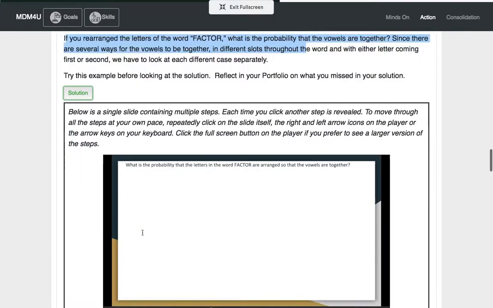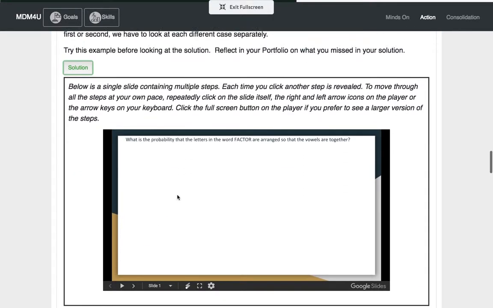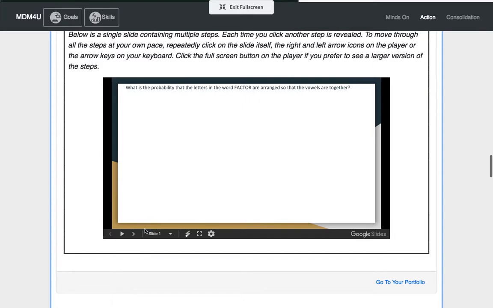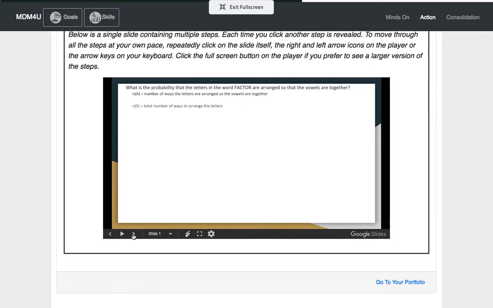So here we go. The vowels must be together. The vowels in factor we know are A and O. So let's try the solution here. This is the total number of ways to arrange the letters. We don't care about the vowels being together, and this is the total number of ways. So that means there's technically 1, 2, 3, 4, 5, 6 letters, and that's why we have something that looks like that. And now we have a bunch of cases here.